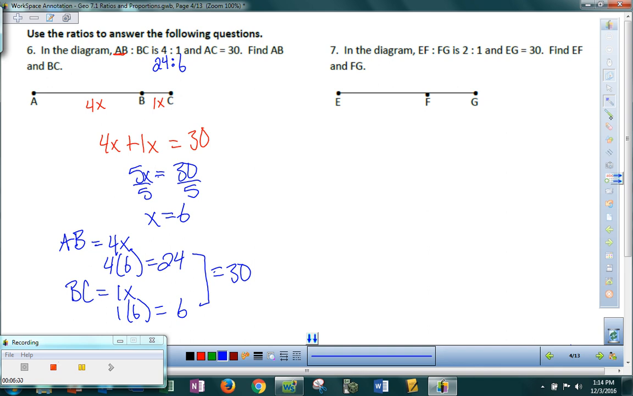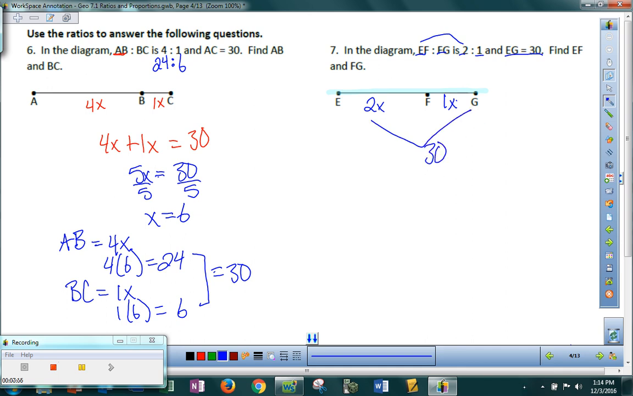Okay, so for the next one, we're going to do a very similar process. We are told that EF is compared to FG in the ratio of 2 to 1. So EF is 2 times some number, and FG is 1 times some number. Okay, well, we're also told that EG, this whole length here, has to be 30.